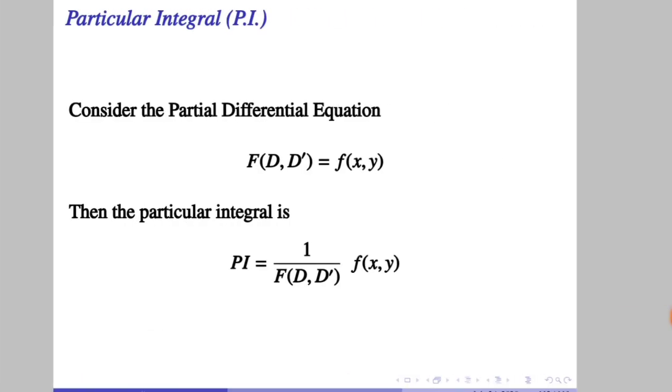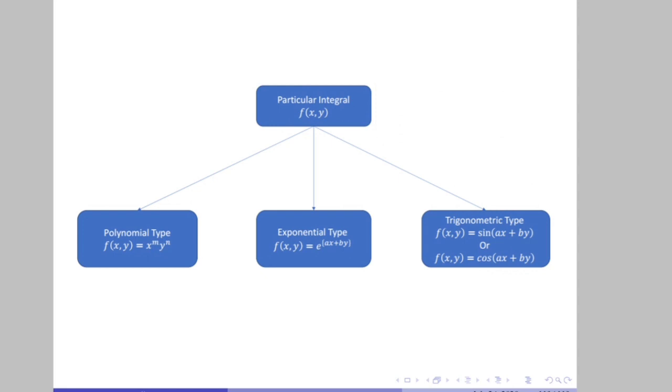Next, the particular integral. Similar to the ordinary equation, we have 1 by f of D comma D dash into f of x comma y. Here also we discuss f of x comma y in three particular forms: polynomial type, exponential type, and trigonometric type.